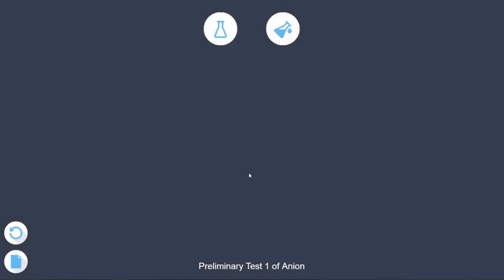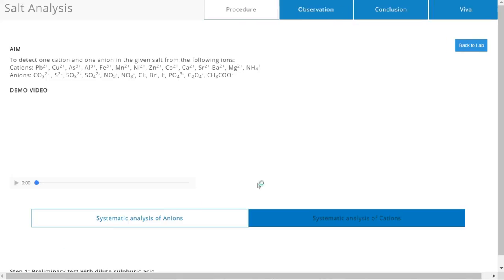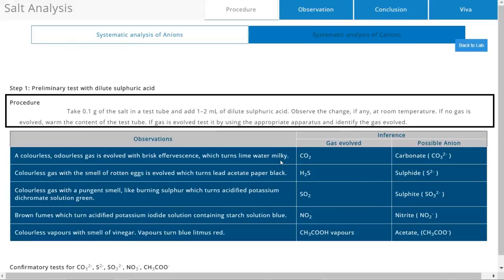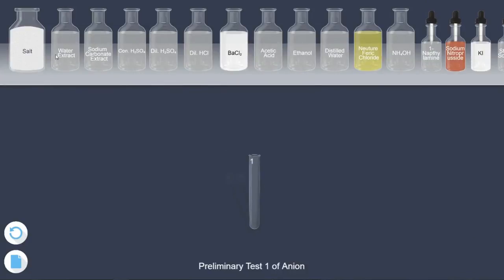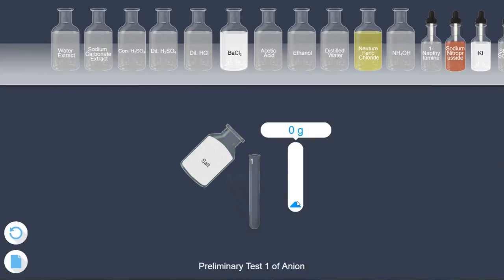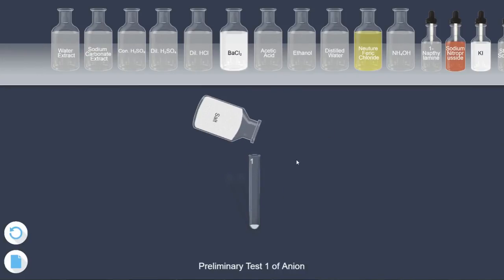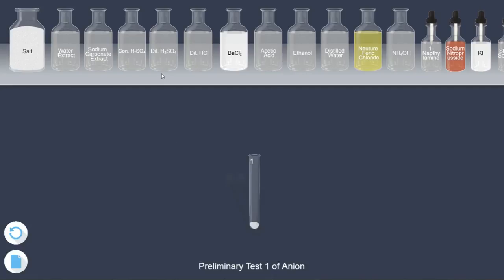Let us perform salt analysis. First step is to detect an anion. As per the procedure in the procedure table, take a test tube and add 0.1 gram of salt to it. Add 1 or 2 ml of dilute sulfuric acid to it and observe the change.